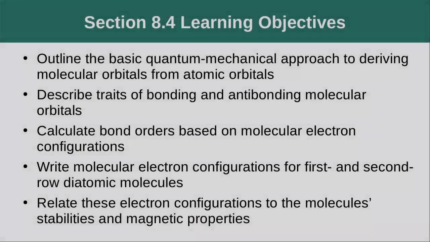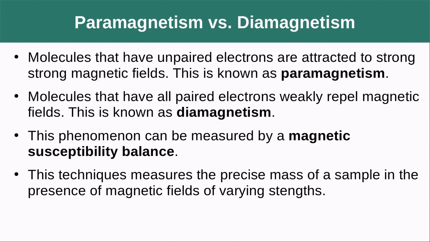Section 8.4, we're going to outline the basic quantum mechanical approach to deriving molecular orbitals from atomic orbitals. We'll describe traits of bonding and anti-bonding molecular orbitals. We're going to calculate bond orders. We're going to write some molecular electron configurations for first and second row diatomic molecules. We'll relate these electron configurations to the molecule stabilities and magnetic properties. So first, the magnetic properties.